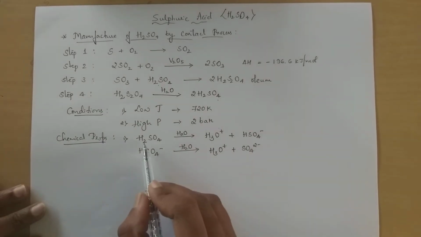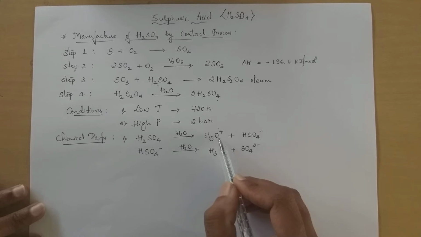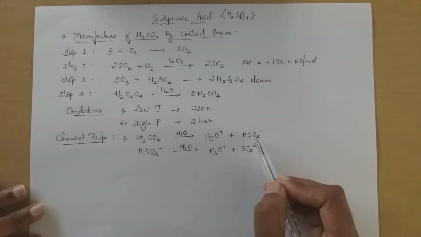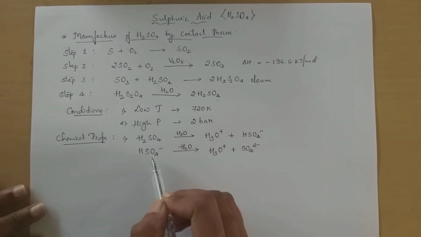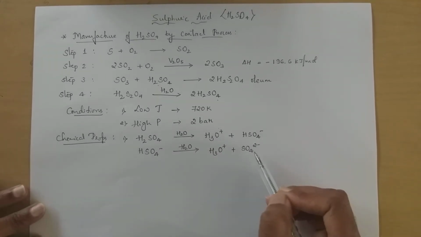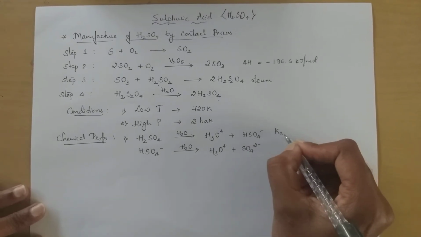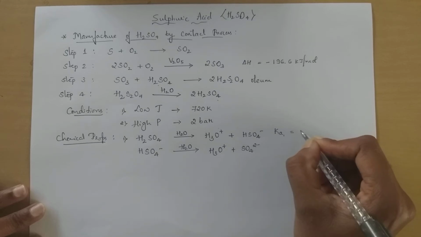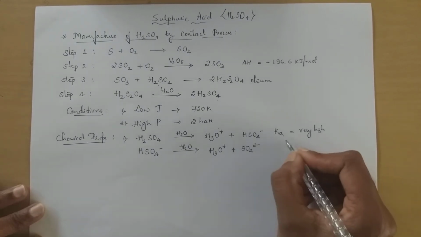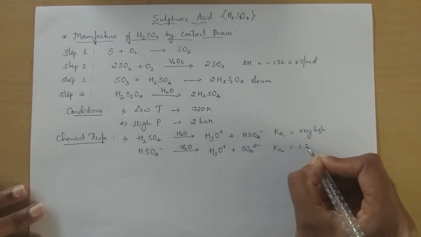So H2SO4 dissociates to H3O plus and HSO4 minus, hydronium ion and bisulfate ion. This bisulfate ion again undergoes ionization to give hydronium ion and sulfate ion. Here the value, that is Ka1, is very high, whereas Ka2 is the dissociation constant we mentioned.